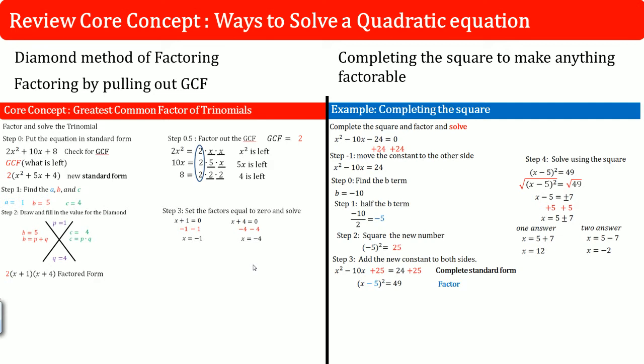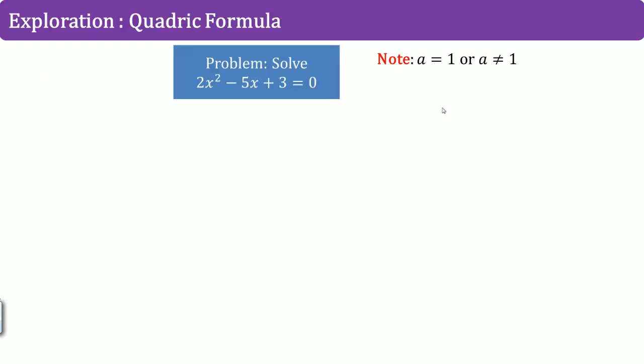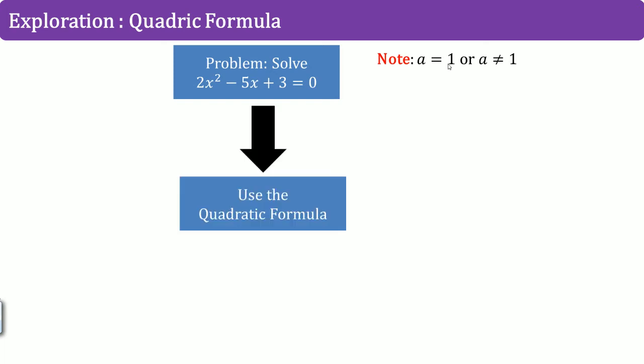Right? This is important because now there is something that we need to be able to do when we cannot factor, we cannot use the GCF, and we cannot complete the square. So this is the quadratic formula. Notice here 2x squared minus 5x plus 3 equals 0. Notice a is not equal to 1. You cannot pull out the GCF. There is no GCF. So from the problem, we are going to plug it in using this quadratic formula.